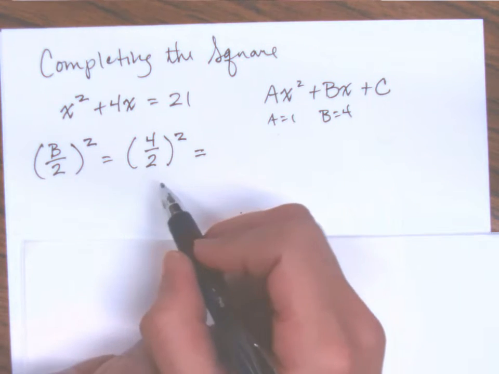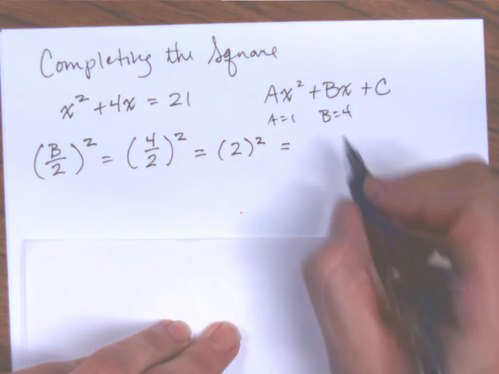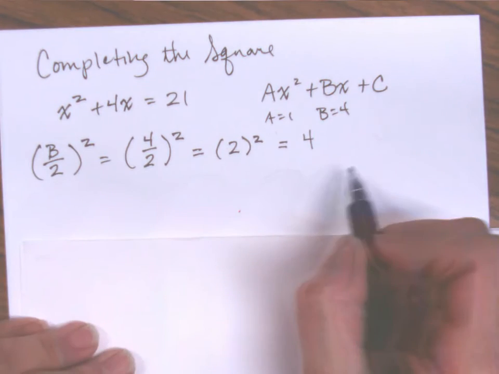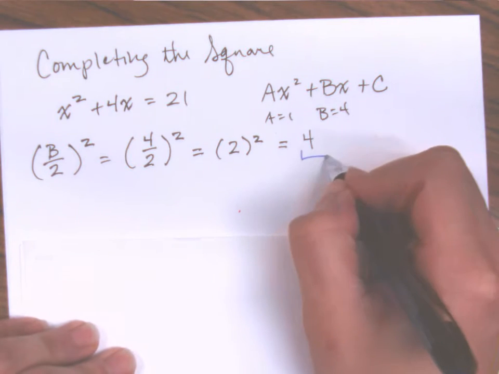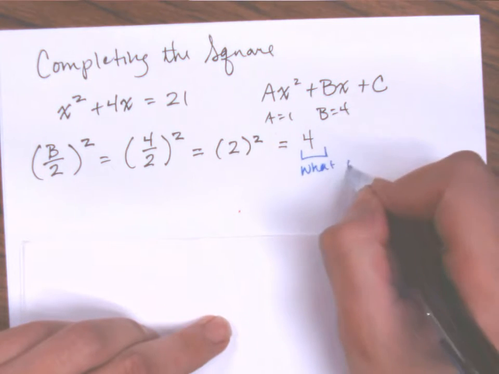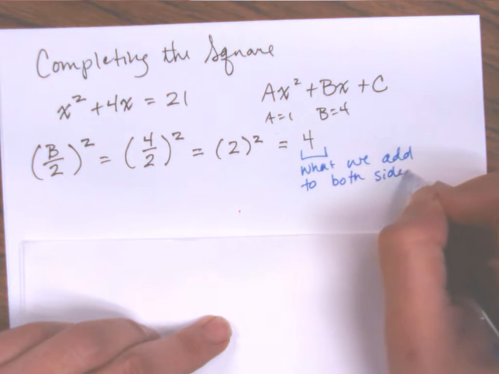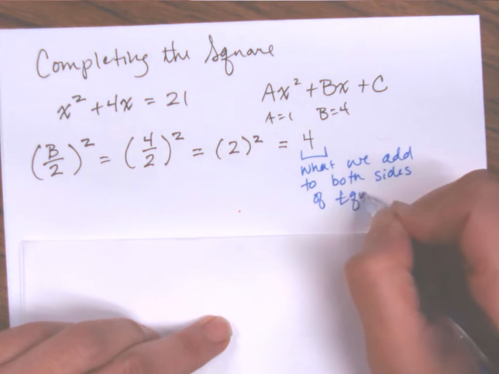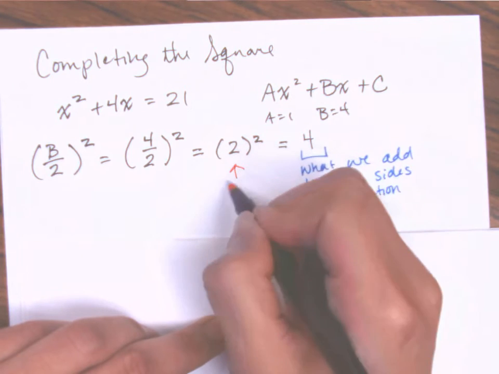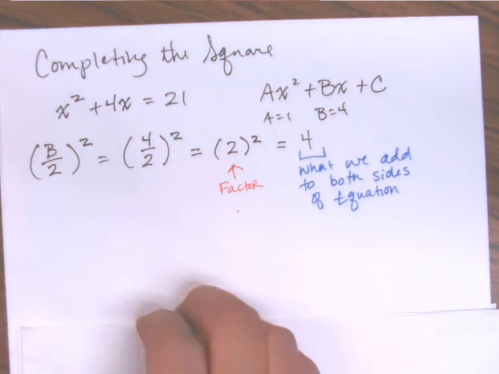Simplifying the inside of the parentheses, we know 4 divided by 2 is 2, and 2 squared is 4. Okay, so this is all of the work for completing the square. My 4, after I've squared it, this is what I add to both sides of my equation. This is going to be my factor.